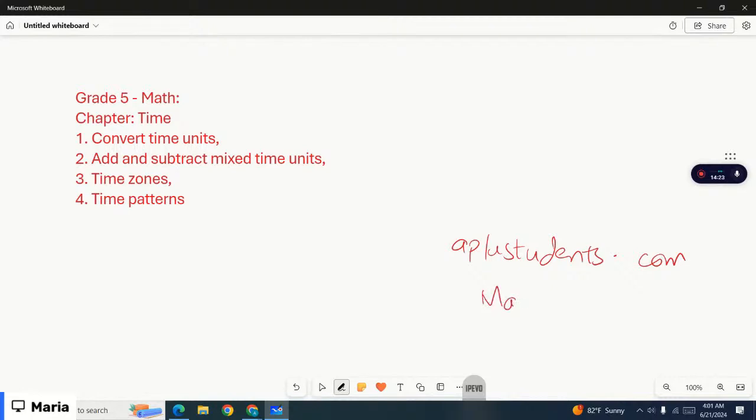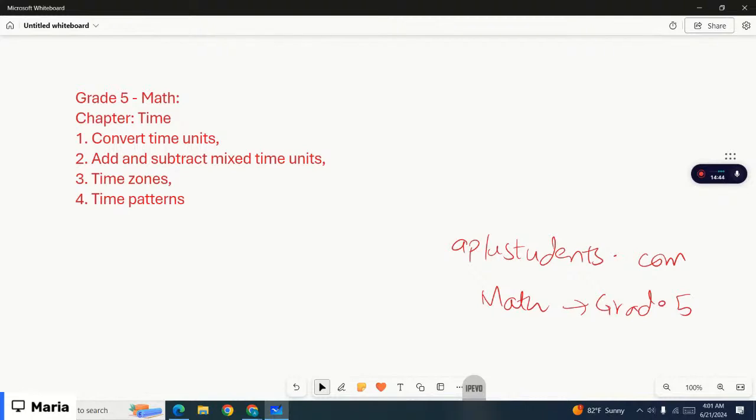Then you have to select math, scroll down to grade 5 and then click on view all lessons. There you can find a list of the chapters. We're going to start with the chapter time.